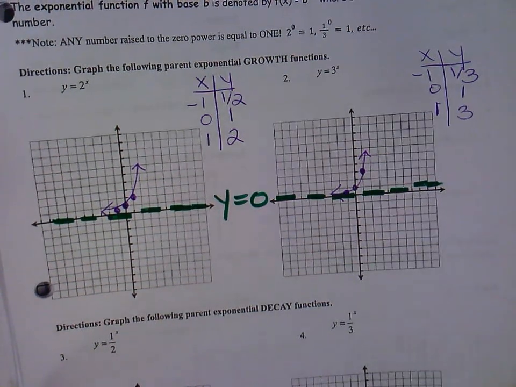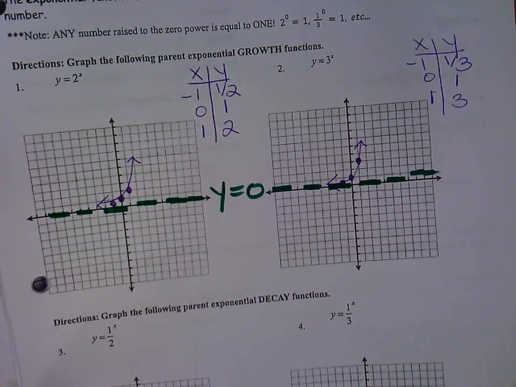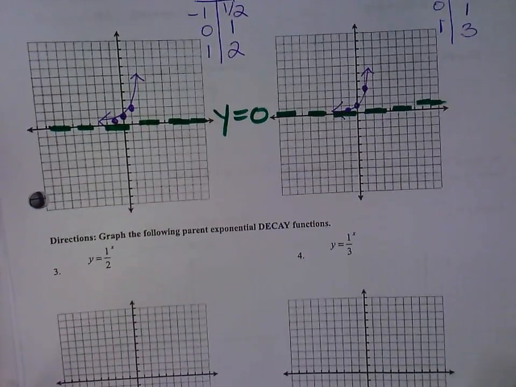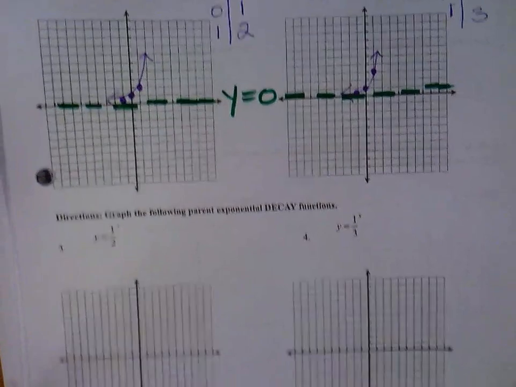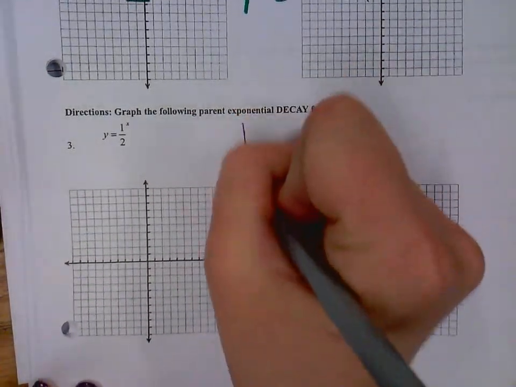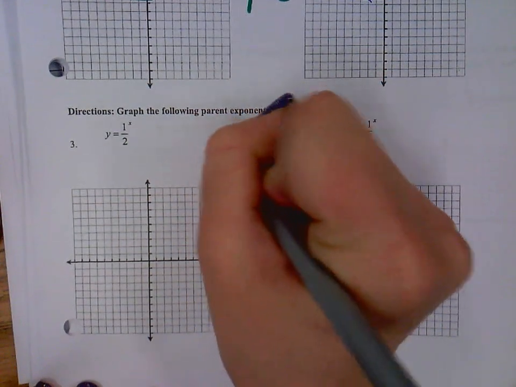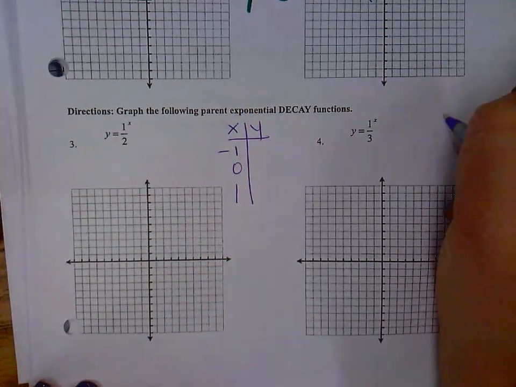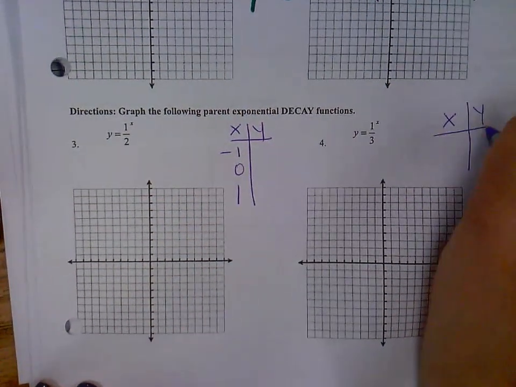Those are growth functions. Guess what? The other 2 are called decay functions, and they're just going in the opposite direction because you're starting out with a fraction. So when you start out with a fraction and we do those same key points, it just ends up going in the opposite direction.